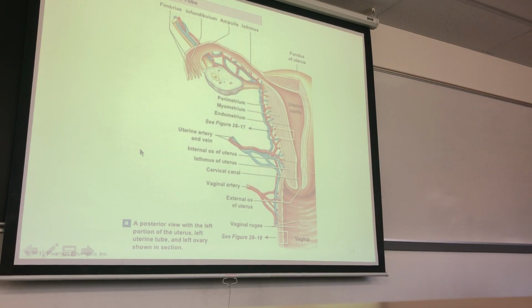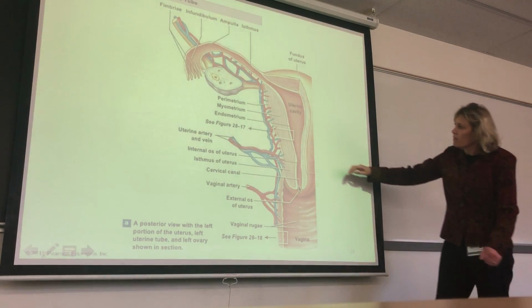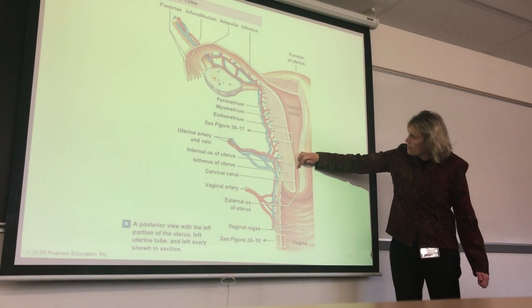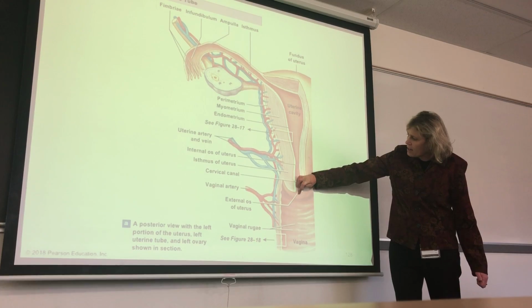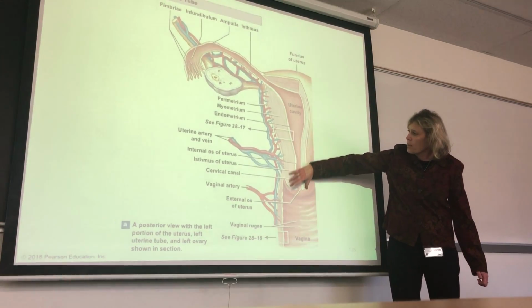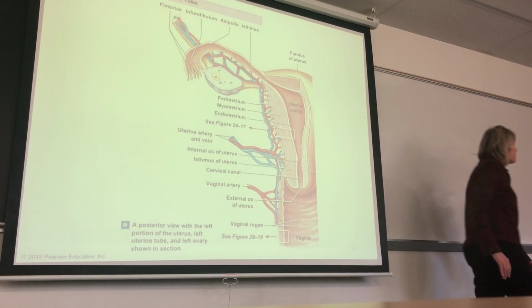But again, you can't really see it, but there's the internal os right there, and then there's the external os right there. So you can kind of see those openings on this picture. Okay. Internal os, cervical canal, external os, vaginal canal. And this whole thing is called the cervix.